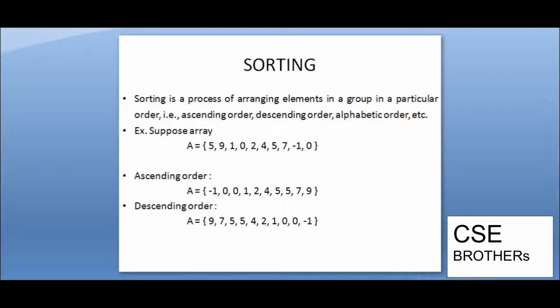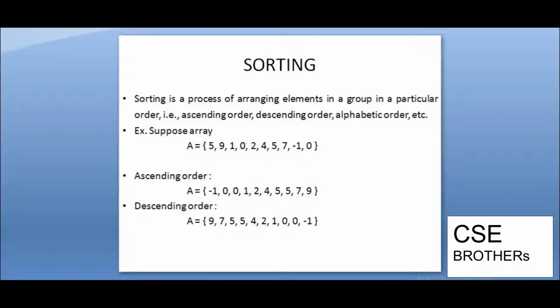Let's start with sorting. First of all, what is sorting? Sorting is the process of arranging elements in a group in a particular order, that is ascending order, descending order, maybe alphabetical order. So suppose there is an array which has 10 elements like 5 9 1 0 2 4 and so on. We can arrange them in either ascending order or descending order. Ascending order is a non-decreasing order and descending order is a decreasing order.